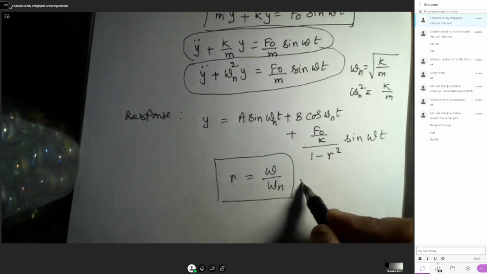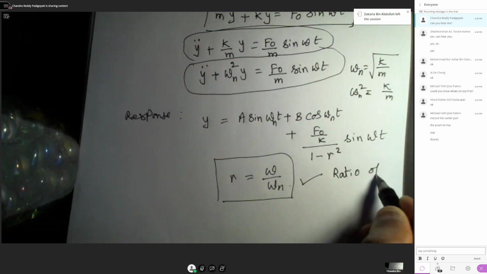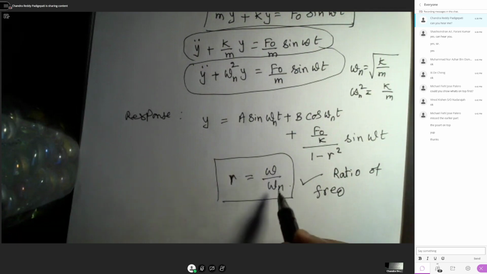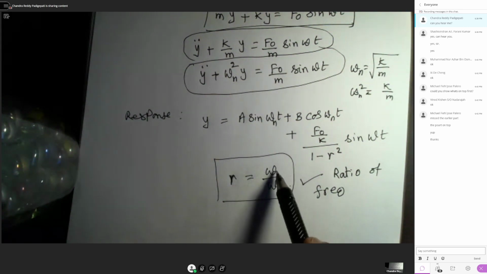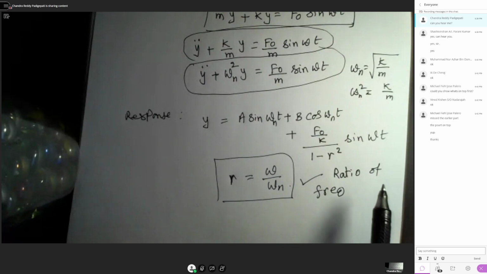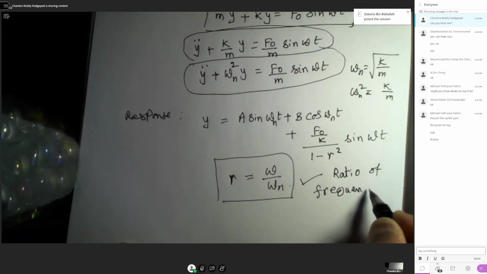Okay, so we'll be dealing with this ratio of frequencies quite frequently. Because this r, the ratio of frequencies omega over omega n, will be an important factor in the analysis of forced vibrations, since you have an external frequency and a natural frequency. So this r plays an important role in the analysis of forced vibrations. r is the ratio of frequencies.